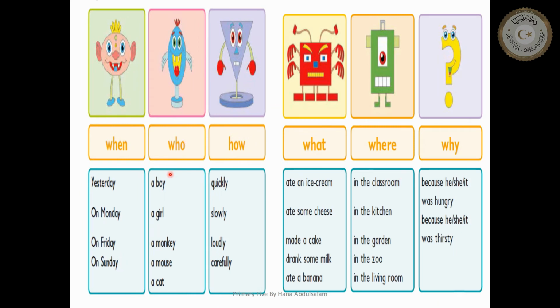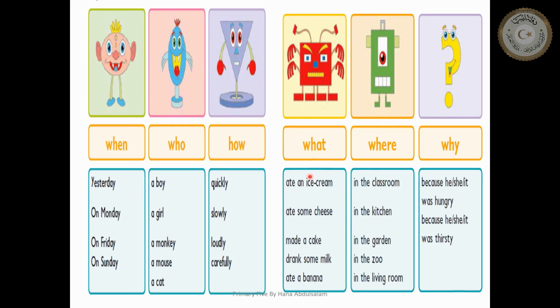So here, we wanted to choose. We have "when", and choose one word from here: yesterday, on Monday, on Friday, on Sunday. We have here "who": a boy, a girl, a monkey, a mouse, a cat. "How?" Quickly, slowly, loudly, carefully.